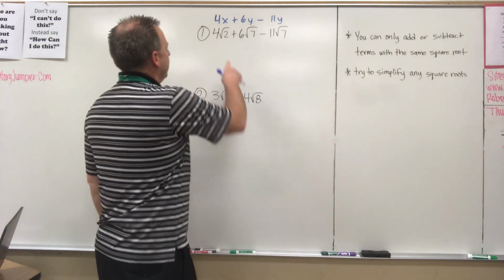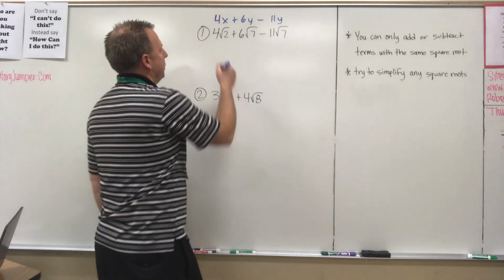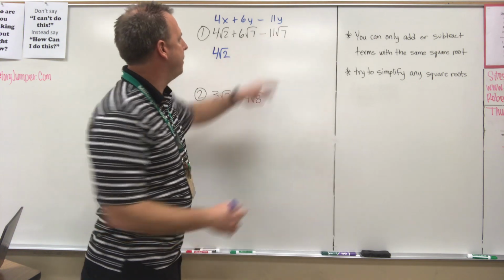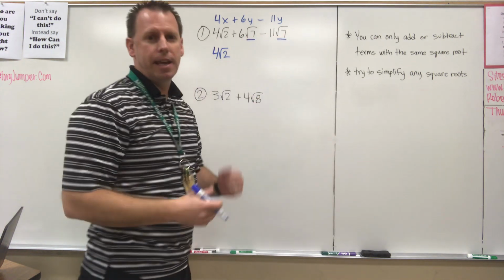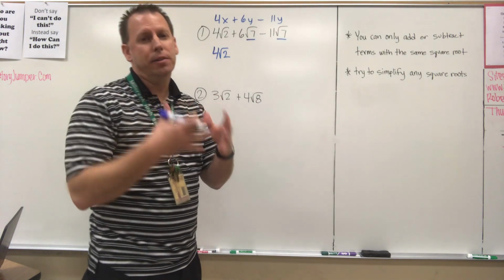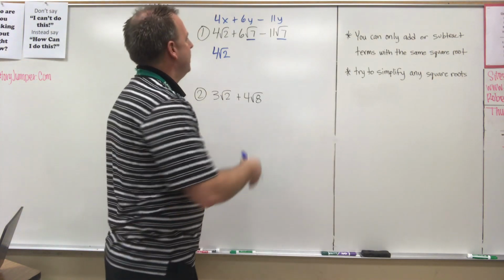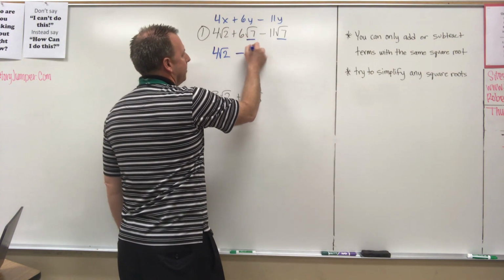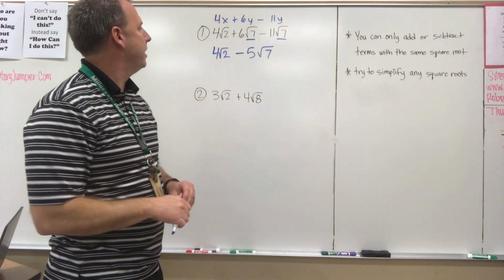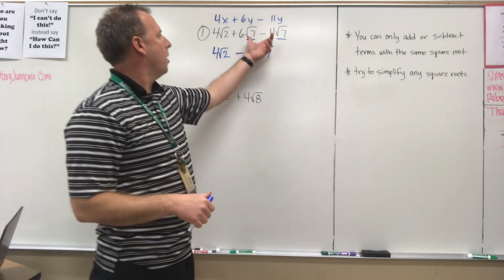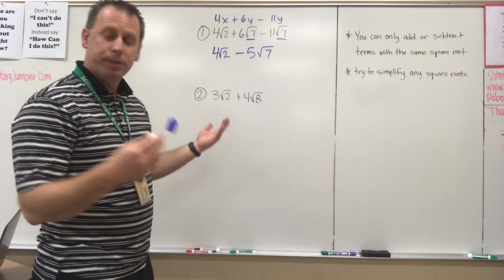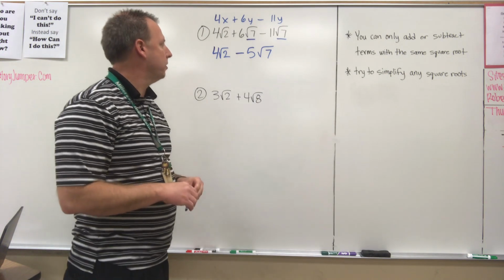Let's just do it. Like I say, this guy has nobody to hook up with, so he is still 4 square root 2. And here, these both have square root 7s, so they can get together. We've got 6 minus 11. I have 6, I lose 11. I'm in the hole, right? We subtract the numbers, 5, and end up in the hole: negative 5 square root 7. Watch your signs. We've talked a little bit about signs, so you should be okay there. But basically, you're just adding or subtracting square roots.